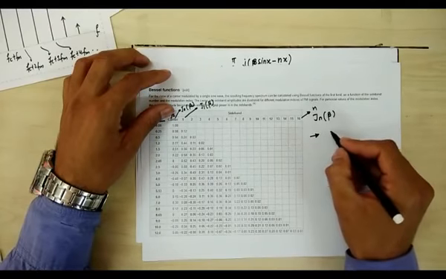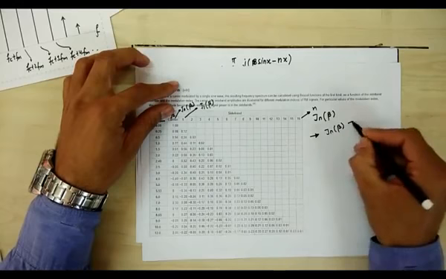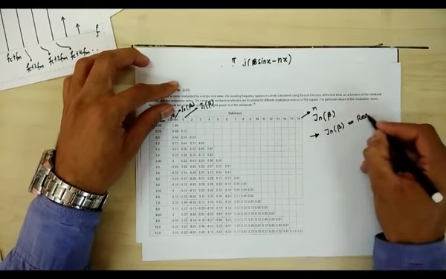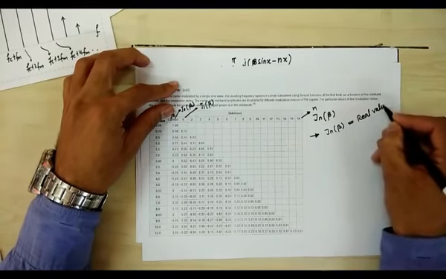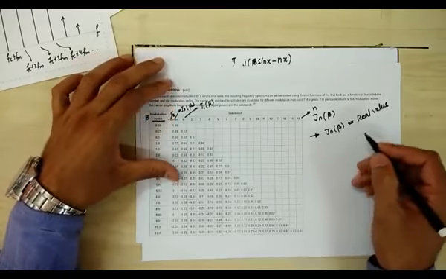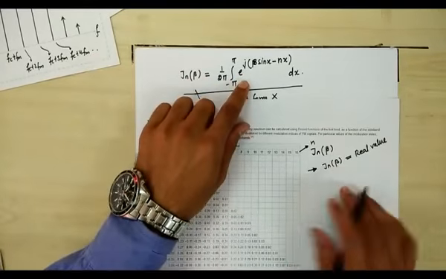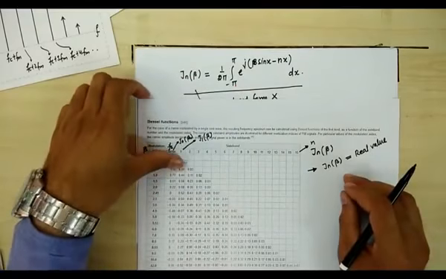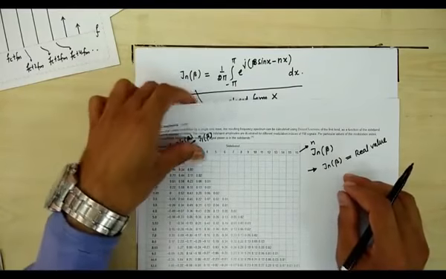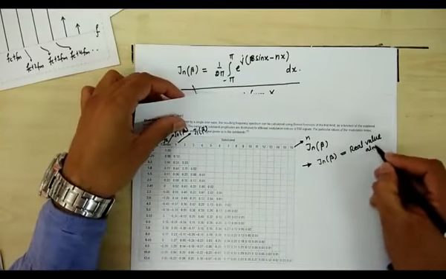The first one is that Jn(beta) is always a real value. Though this equation contains a complex exponential, the Jn(beta) comes out as a real value. It is always a real value.